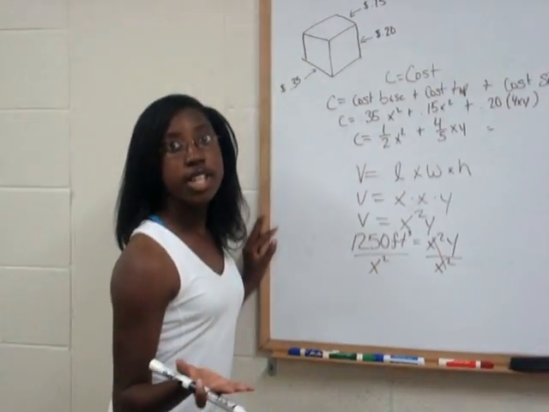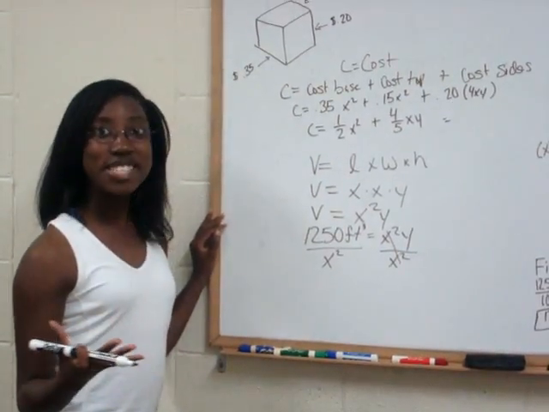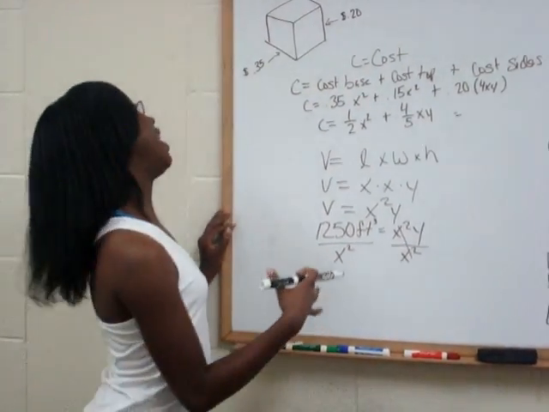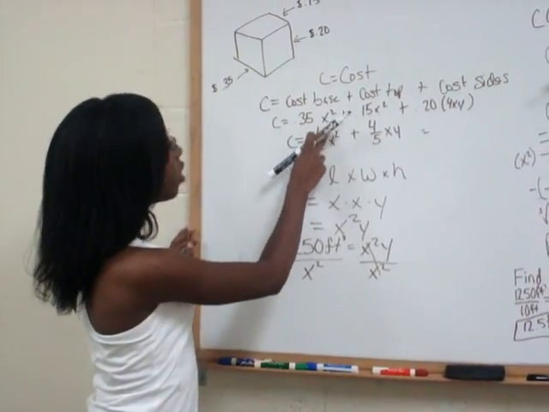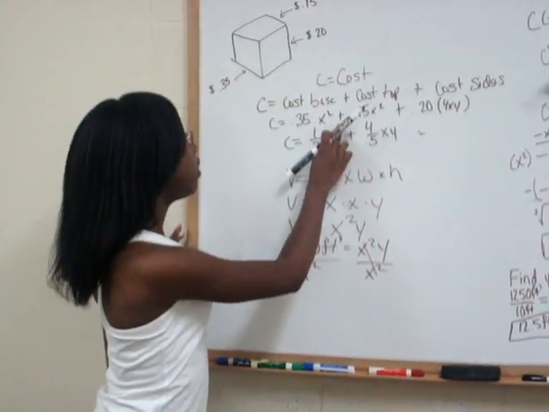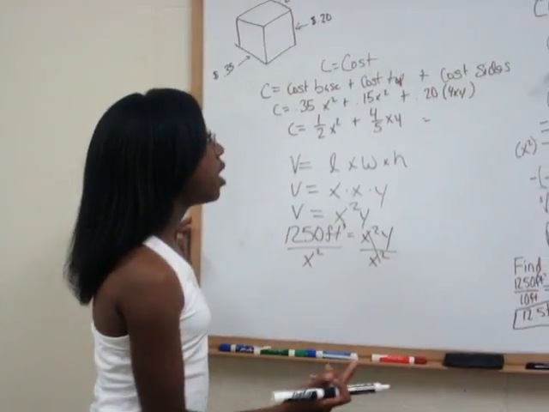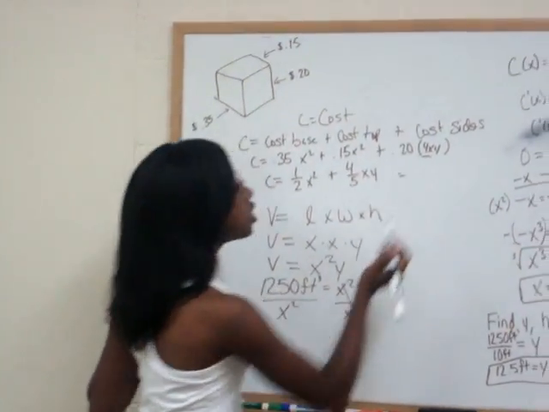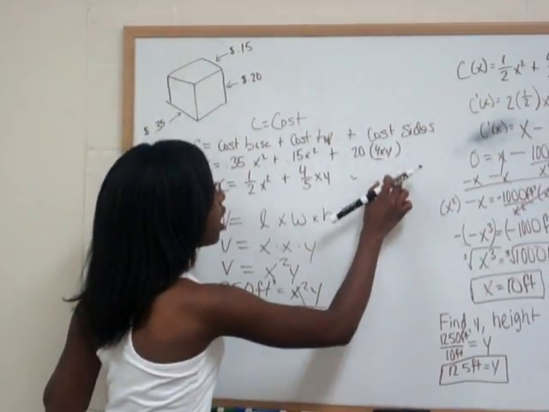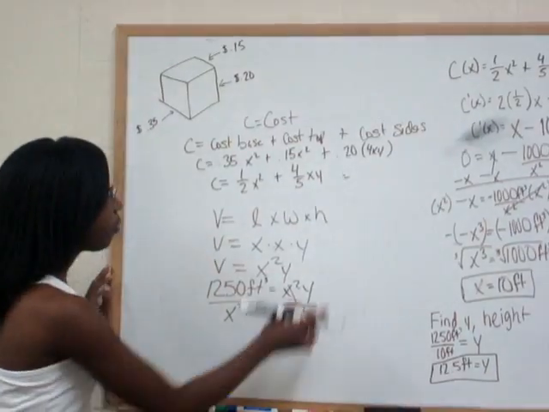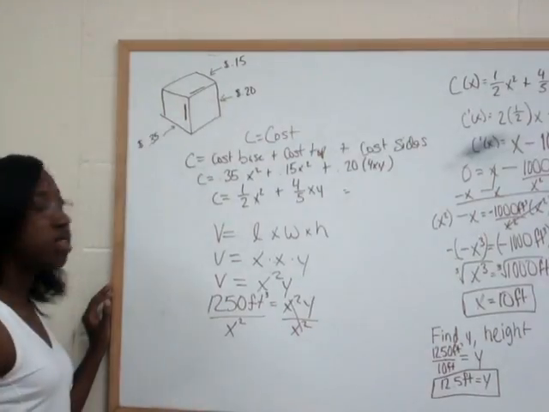So we want to create an equation that's going to help us solve for the cost of the box. C equals cost. So we put in the cost of the base, 0.35 x squared. We created a function basically. Plus 0.15 x squared plus 0.20 times 4xy. And the reason why we have a 4 right here is because there are 4 sides on a box, of course, and x and y would represent the width and the height, so to speak.